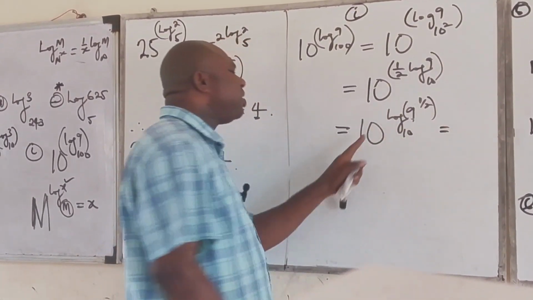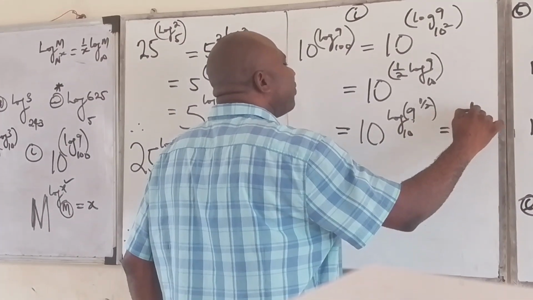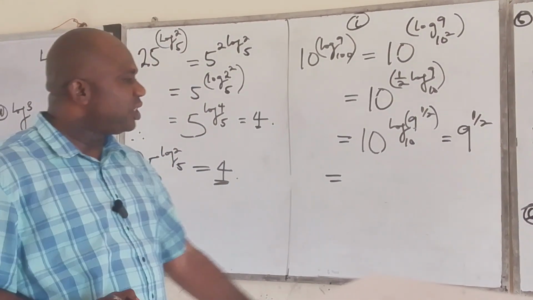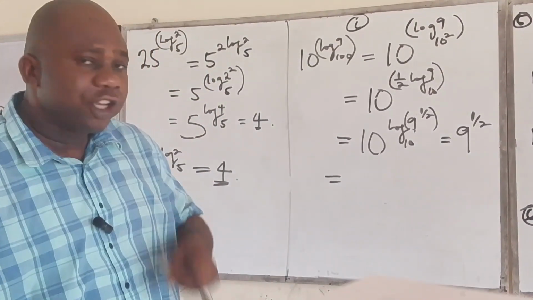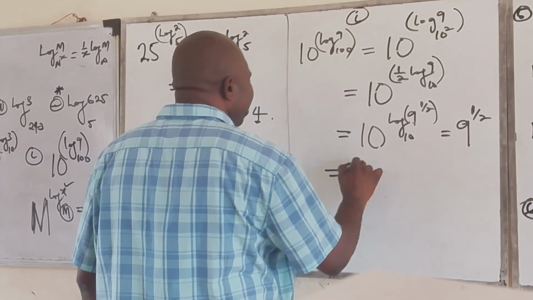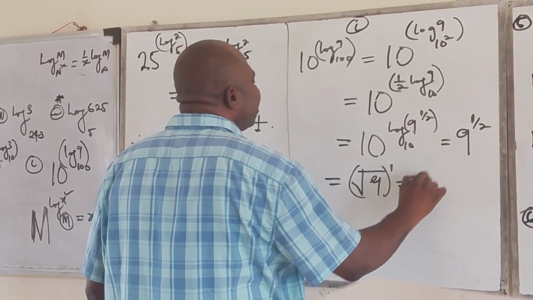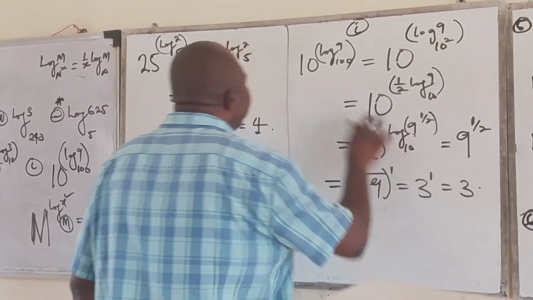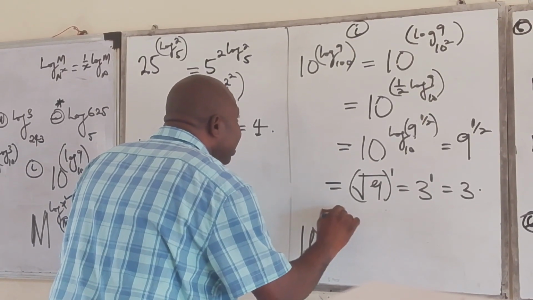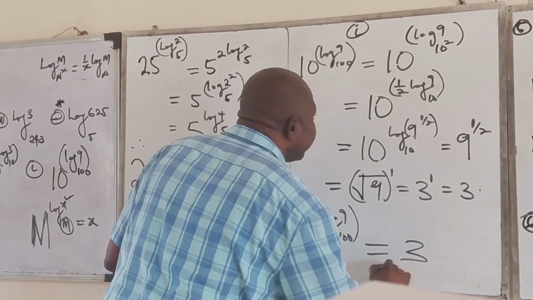Because the base here is 10 and here we have 10, this becomes 9 raised to the power of half. From our laws of indices, any number raised to the power of half is the square root of that number. So this is the square root of 9, all raised to the power of 1, which gives 3 raised to the power of 1, which is equal to 3. Therefore 10 raised to the power of log 9 base 100 is equal to 3.